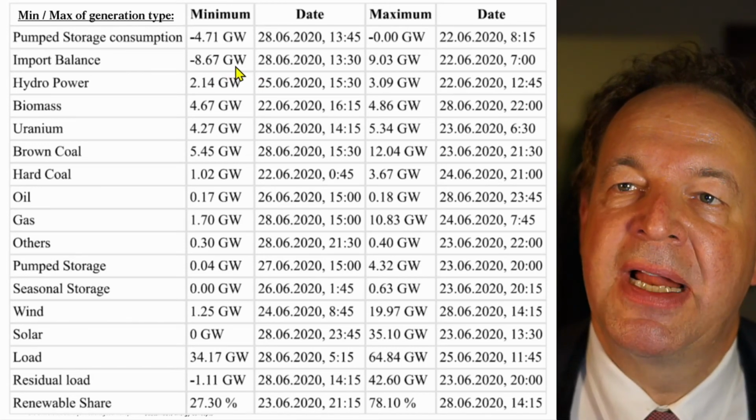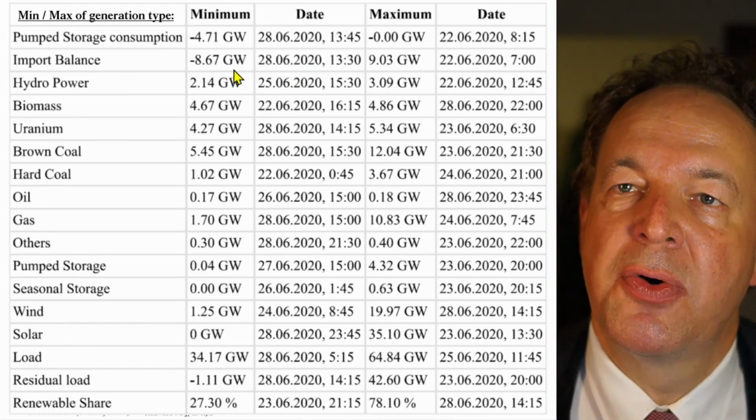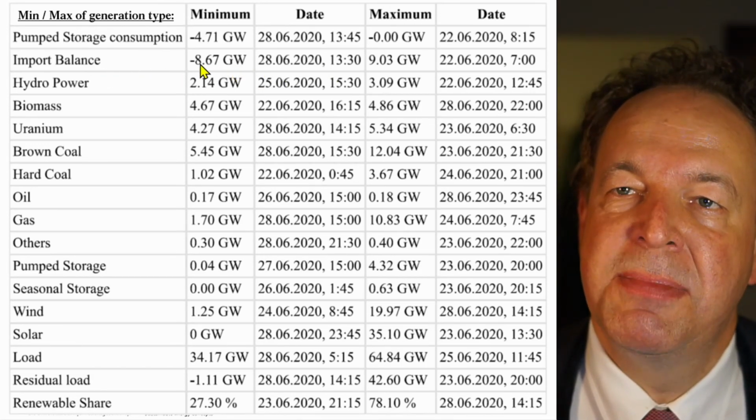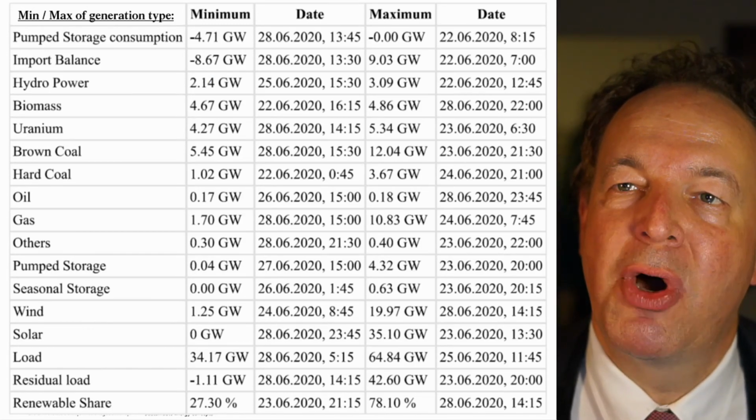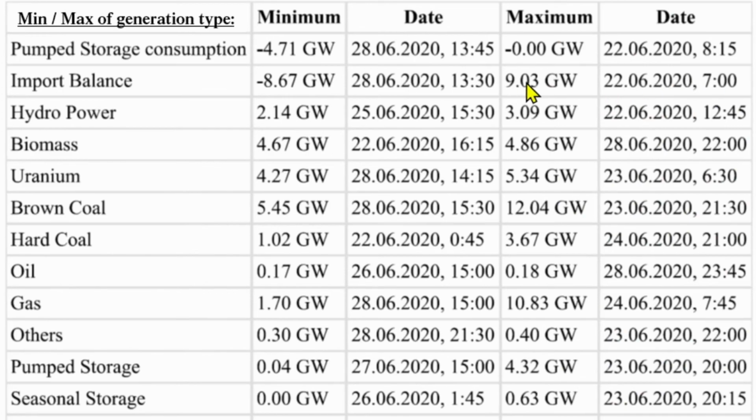Also the import balance was in the same vicinity, so we have negative import, that means export; we sent about 8.67 gigawatts to our neighbors. We imported about 9 gigawatts in the morning of the 26th of June.